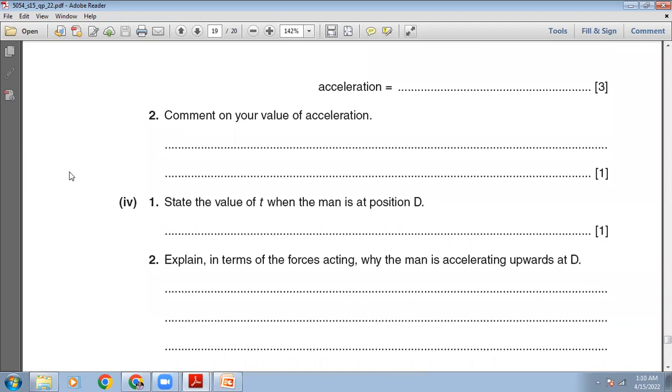Comment on your value of the acceleration, because our value is 10 meter per second square, and that is the exact value of the acceleration due to gravity. Then the fourth part, he says, state the value of the T when the man is at the position D.